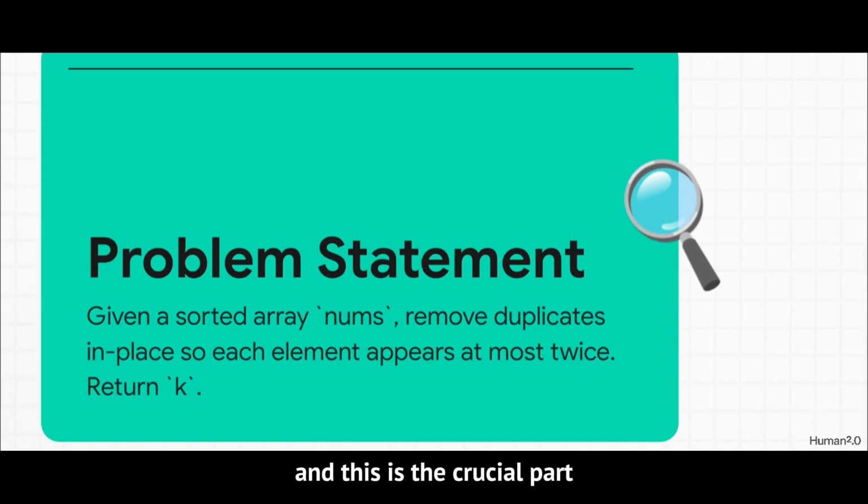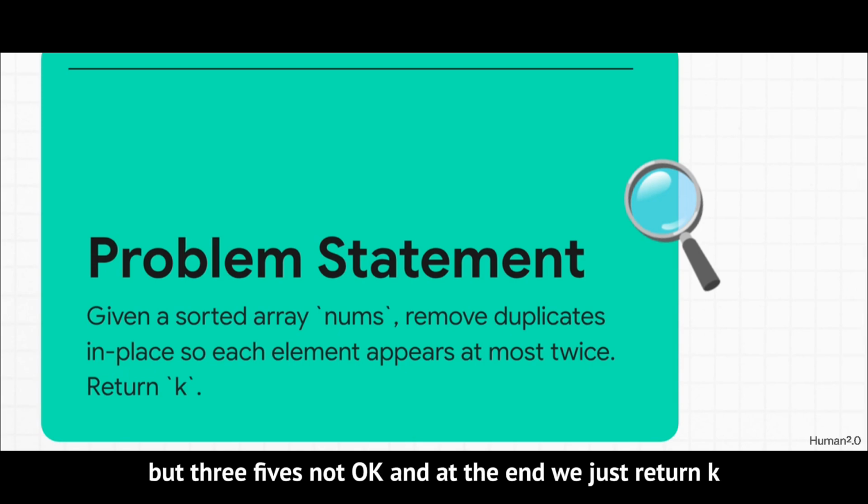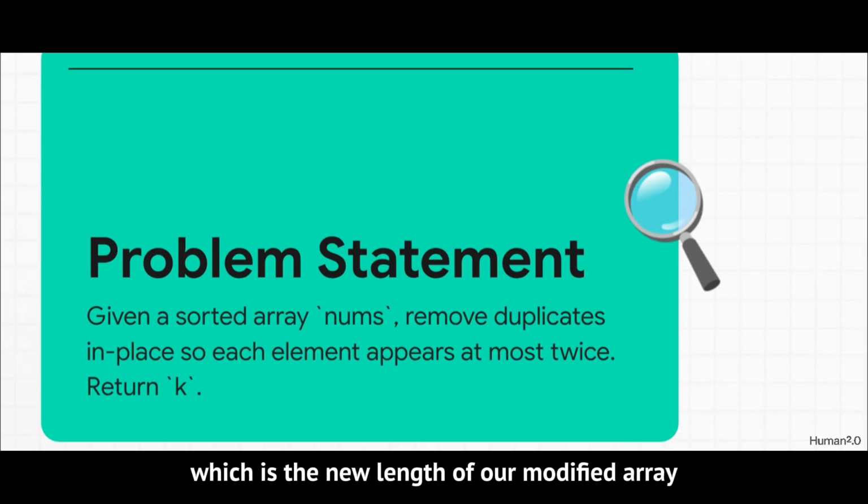Second, and this is the crucial part, each number can show up at most twice. So one 5 is fine, two 5s are fine, but three 5s, not okay. And at the end, we just return k, which is the new length of our modified array.